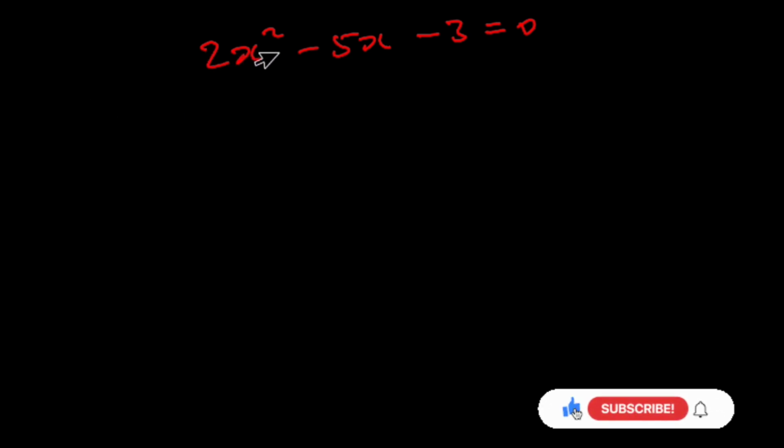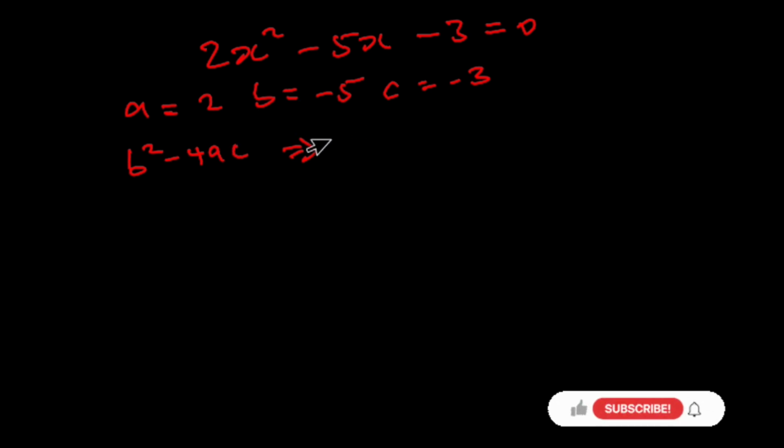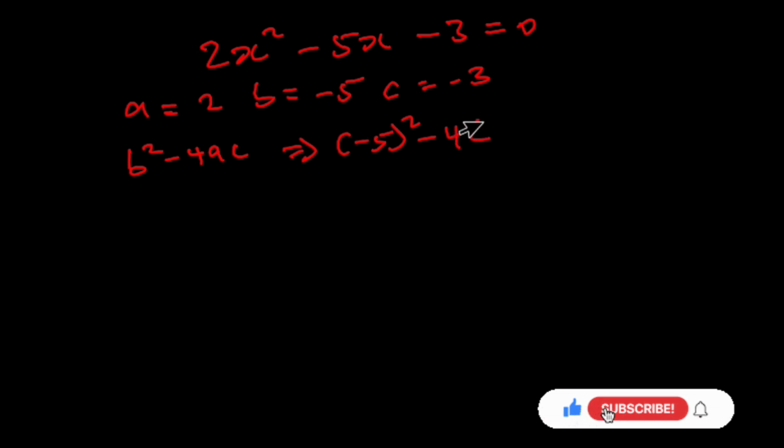Now we are given 2x squared minus 5x minus 3 is equal to 0. I want you to go ahead and solve this question. Check whether it is factorizable, and then if it is so, I want you to factorize it. So let's solve. We have that a is equal to 2, b is equal to negative 5, and c is equal to negative 3. So we have b squared minus 4ac. Then substituting for each of the variables, b is negative 5, then squared, minus 4, a is 2, and c is negative 3.